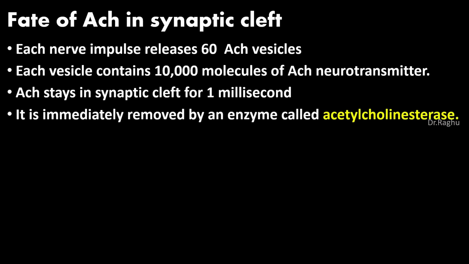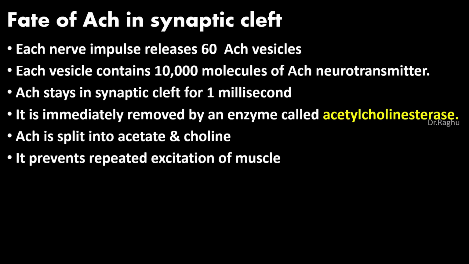Why? What happens? It is immediately removed by an enzyme present in the synaptic cleft, called acetylcholinesterase. This acetylcholine is split into acetate and choline, and these are taken up again by the presynaptic membrane and utilized again for the synthesis of acetylcholine. Why does this have to happen? This has to happen to prevent repeated excitation of the muscle. Acetylcholine cannot keep on binding to the acetylcholine receptor. If that happened, there would be repeated excitation of the muscle, which is not at all required.